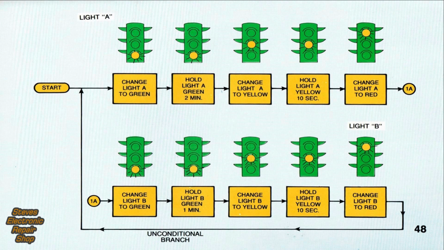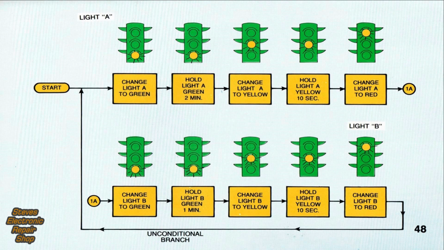Our flowchart begins at the top left-hand corner. The first 5 processing blocks control light A. Assuming the entire sequence is stopped, we enter the program at the box that changes light A to green. The second process holds light A green for 2 minutes. After this interval, light A must be changed to yellow and held there for 10 seconds, as the following 2 blocks indicate. Finally, light A is changed to red by the 5th operation.